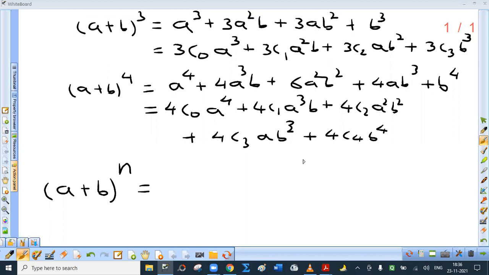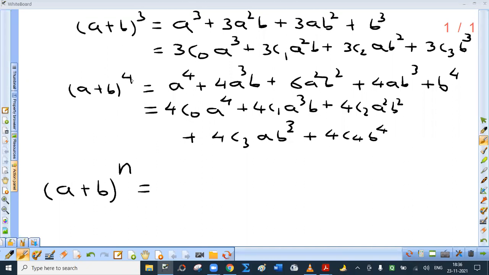Very good. Actually, you need not say B raised to 0 in the first case and A raised to 0 in the last case, but that is not wrong. Actually, what makes us to write this expansion, I'll tell you. See, index is 3. We begin with 3C0 and end with 3C3. Index is 4. We begin with 4C0 and end with 4C4.